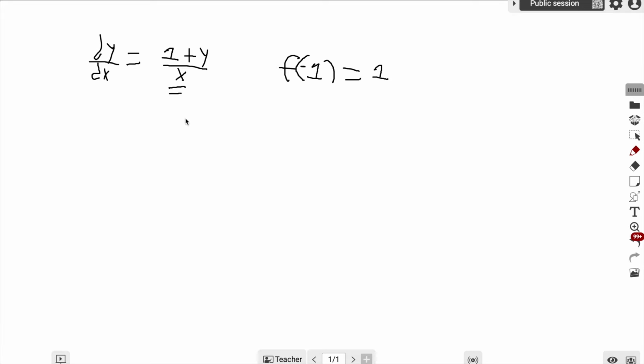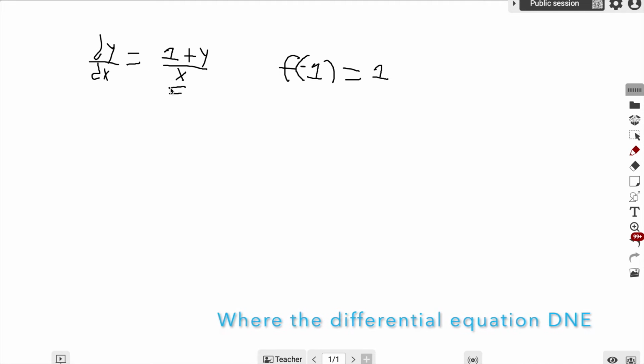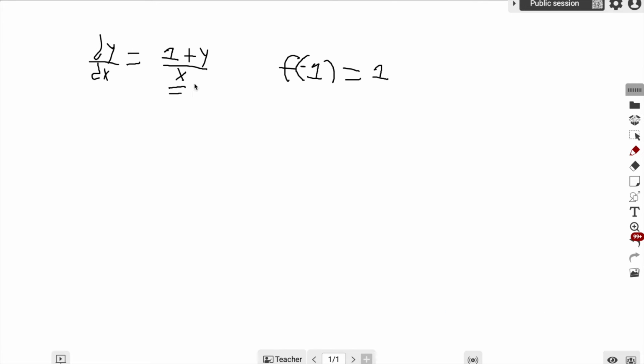How? Well, we have to take a look at, according to this x value, where is dy over dx undefined? What x value will make this function DNE, or again, undefined? If you said x equals 0, you are correct, because we cannot divide by 0.